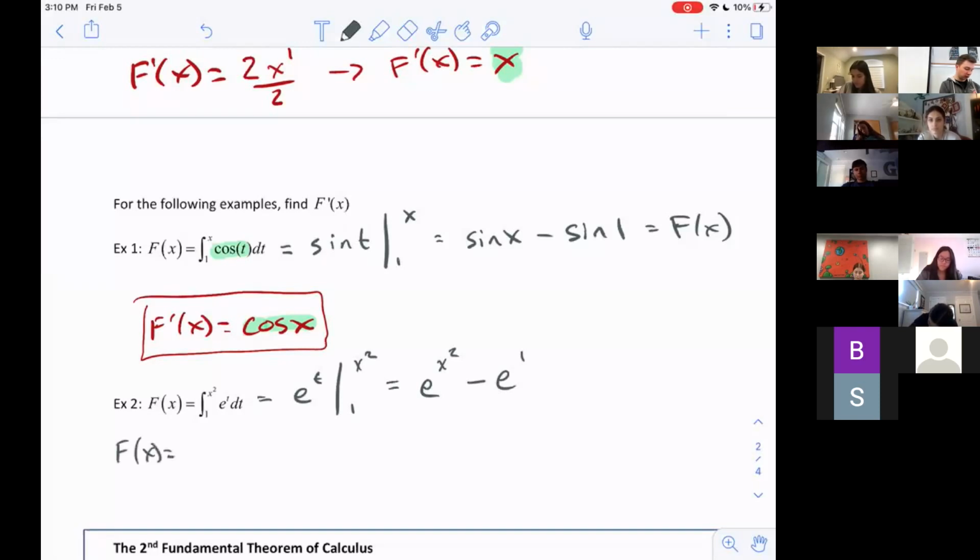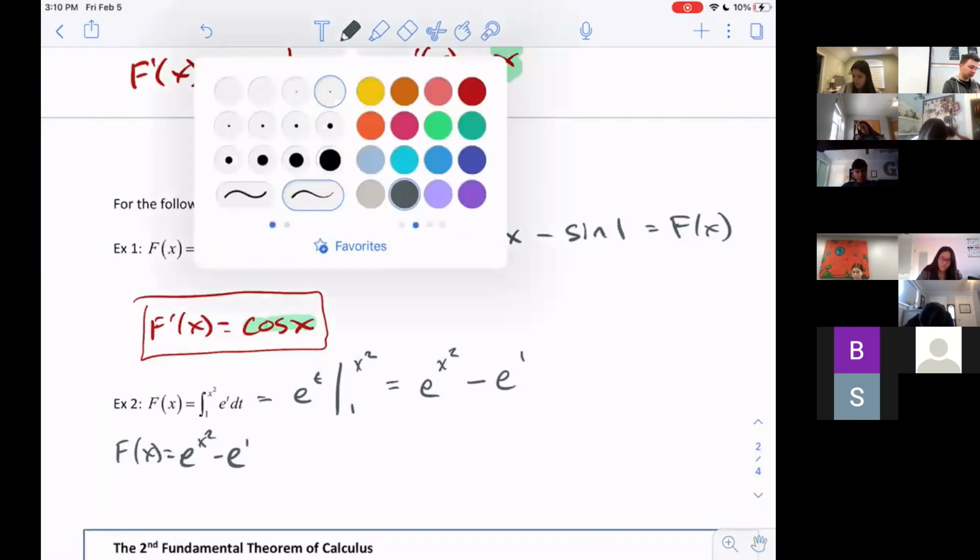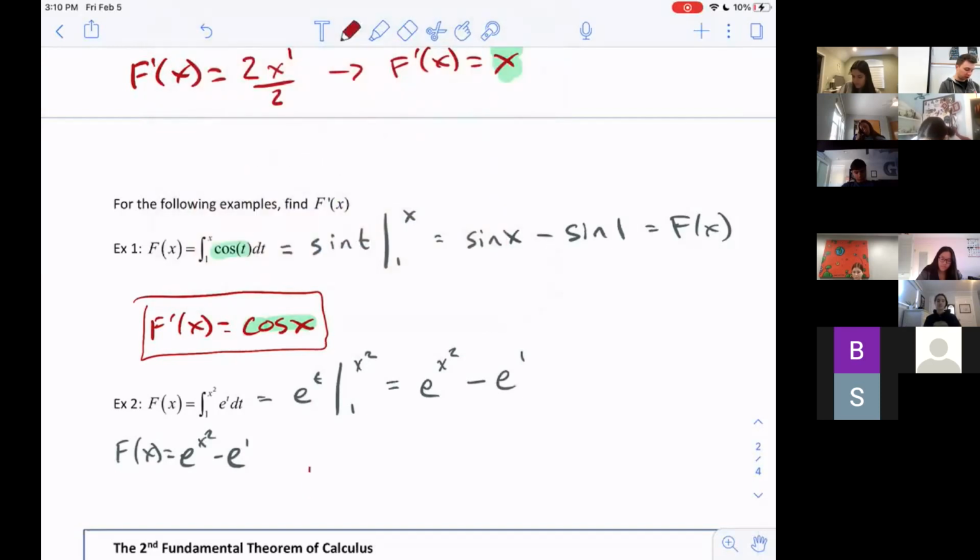f of x equals e to the x squared minus e. Again, it almost looks kind of funny, e to the first. Derivative, right? f prime of x. The derivative of e is itself. Is there anything else to do here?